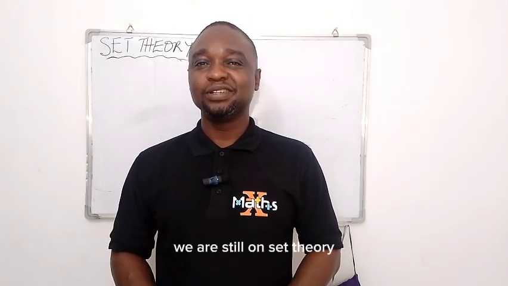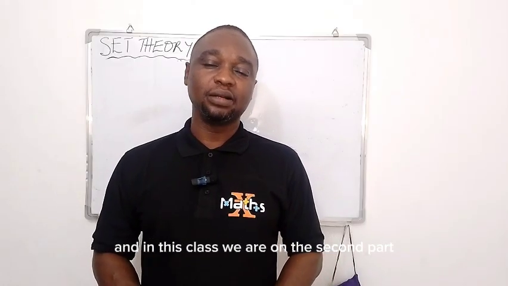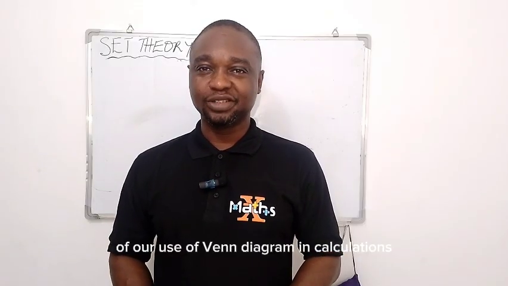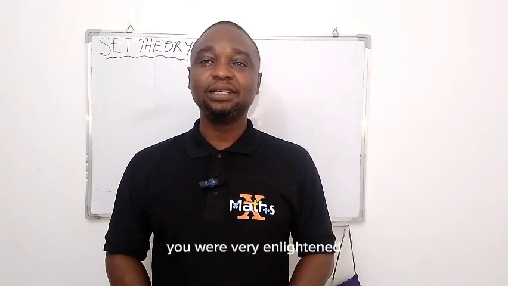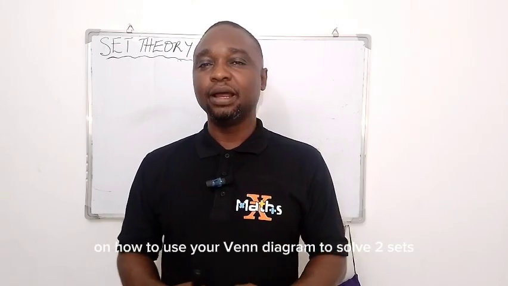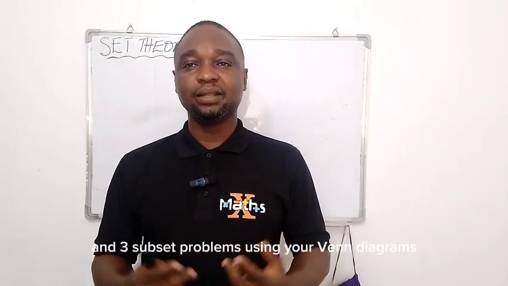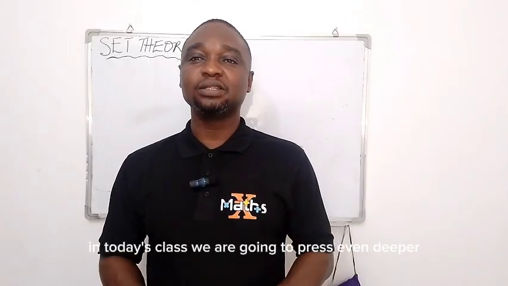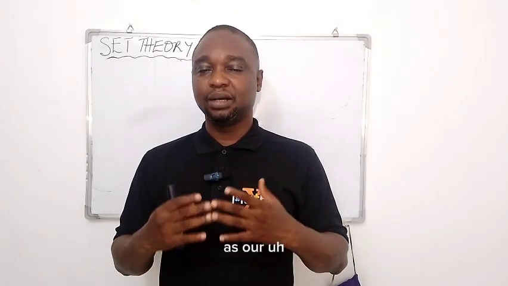We are still on set theory, and in this class, we are on the second part of our use of Venn diagrams in calculations. I trust that in our last class, you were very enlightened on how to use your Venn diagram to solve two-set and three-set problems. In today's class, we are going to press even deeper because we'll be using Cambridge and WASE questions for our exercises.